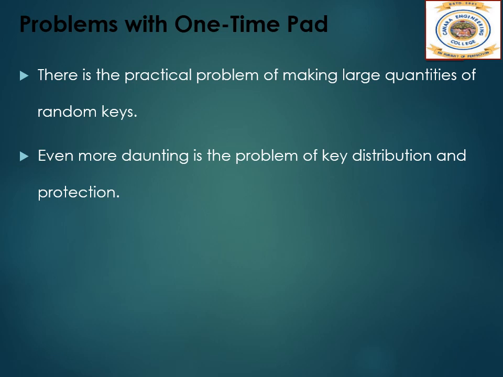Because of these difficulties, the one-time pad is of limited utility and is useful primarily for low bandwidth channels requiring very high security. The one-time pad is the only crypto system that exhibits what is referred to as perfect secrecy.